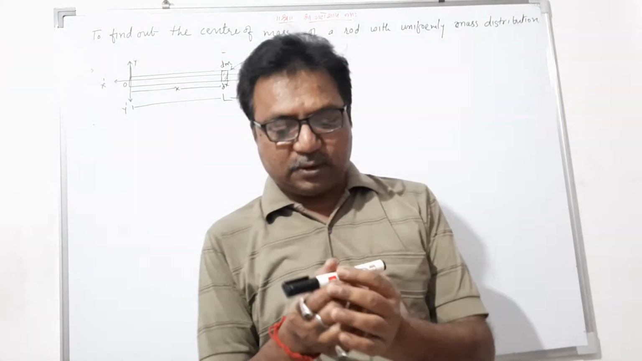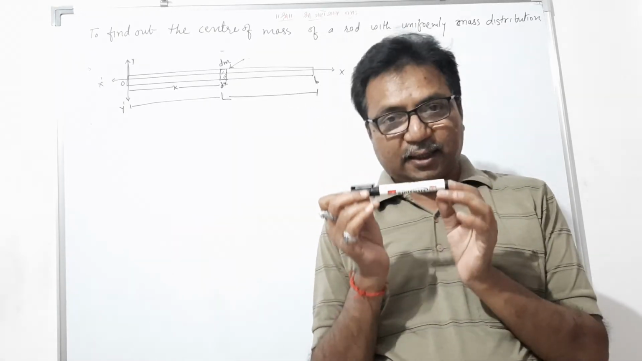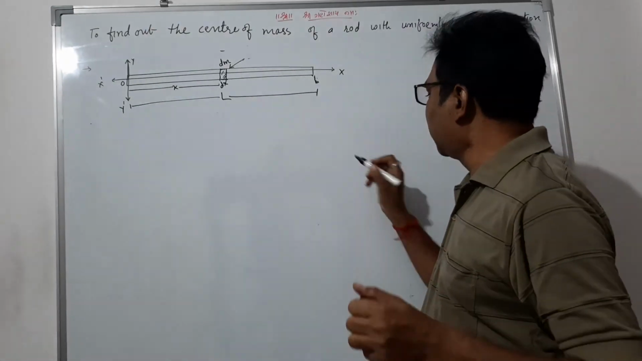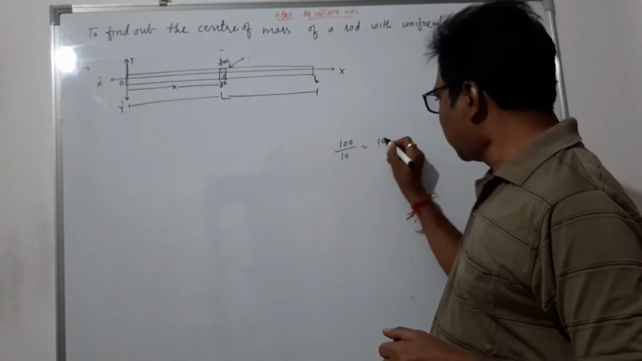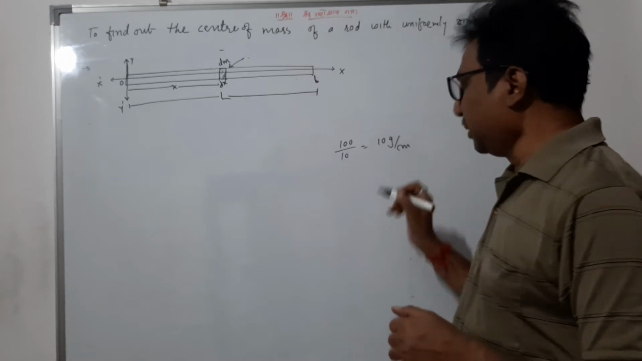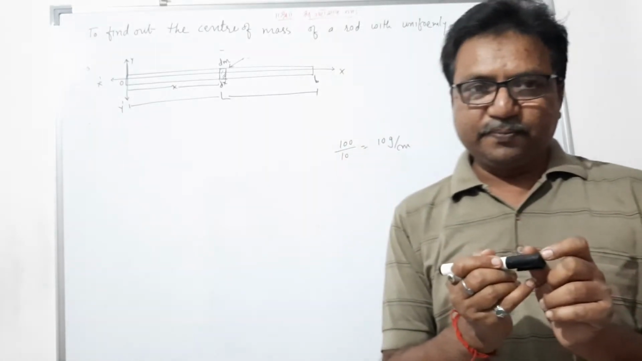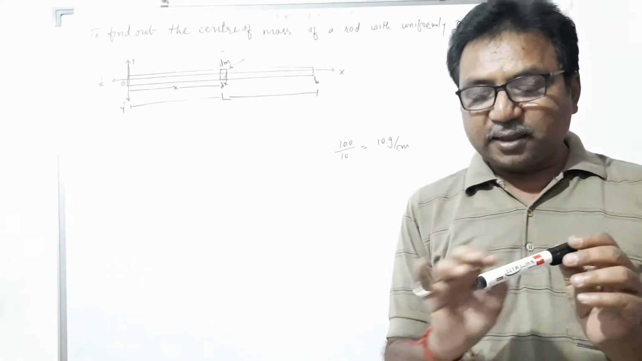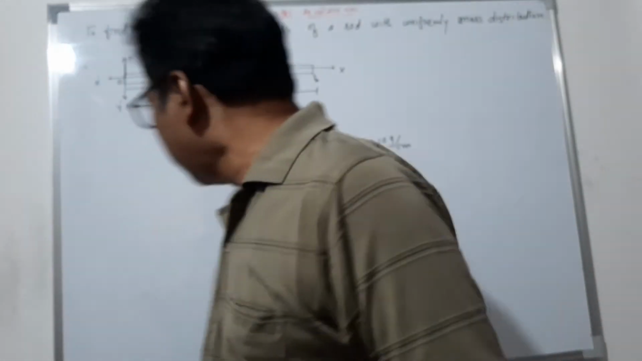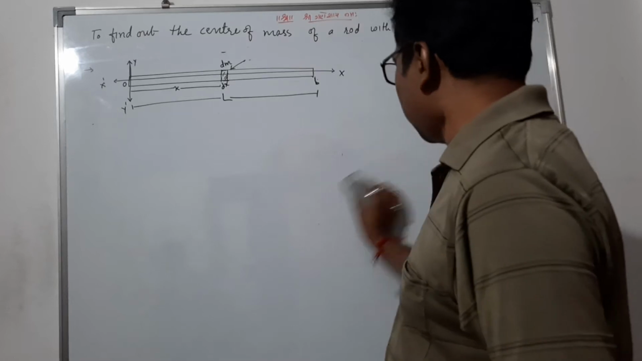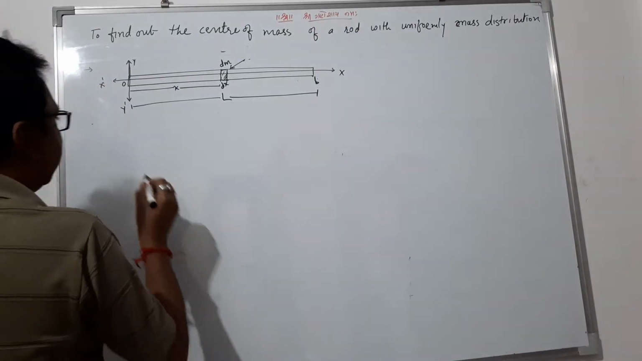Uniformly means, suppose I have a pen of length 10 centimeter and its mass is 100 gram, so it is 10 gram per centimeter. That means each centimeter of length has 10 gram mass, and that is said to be uniform mass distribution. So here we have selected a rod which has uniform mass distribution.